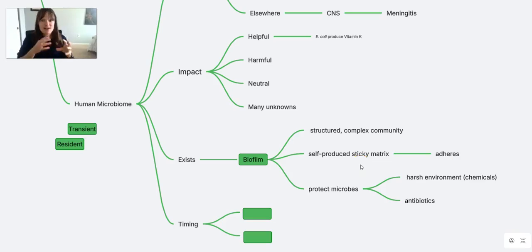And putting all of that together, this structured, complex, sticky matrix of microbes gives us an important outcome that this protects these microbes from harsh environments and chemicals. So you could imagine that a biofilm on a medical device is a much more serious situation. We've all experienced biofilms in our life when you scrub around the sink drain and then a week later, it's back. They're very hard to get rid of. And they also protect microbes from antibiotics as another example.